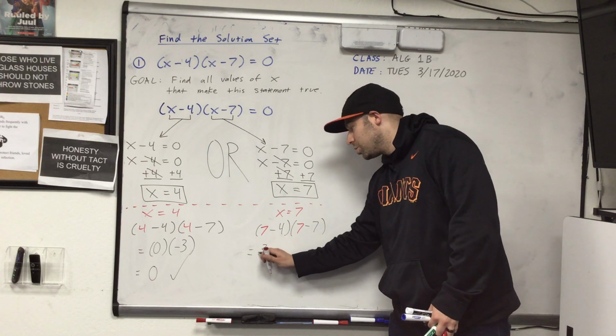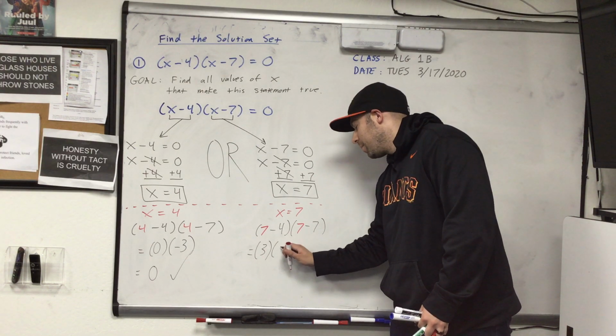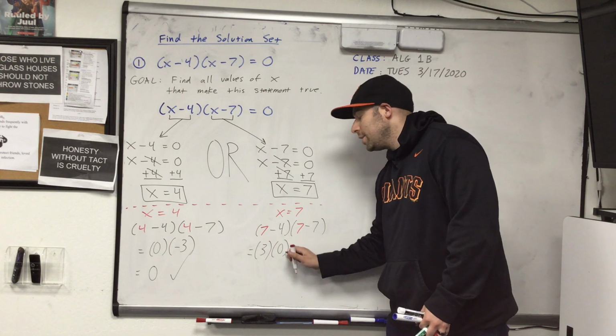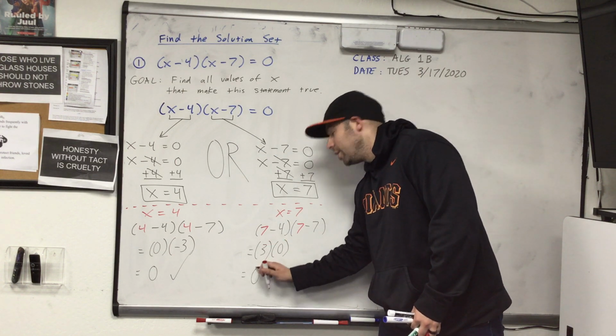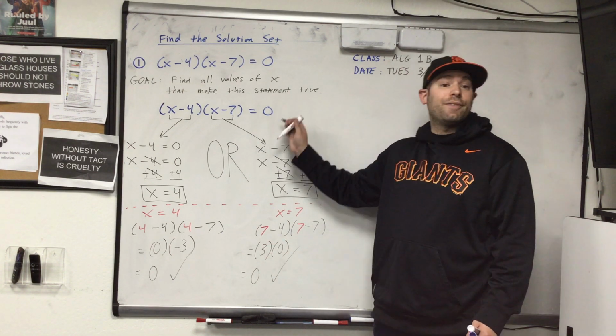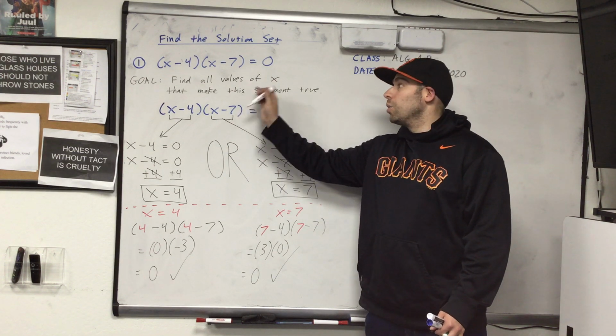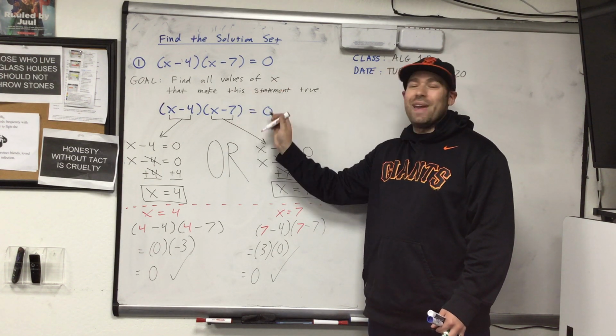7 minus 4 is 3. 7 minus 7 is 0. 3 times 0 is still 0. These are the 2 cases that satisfy the zero product principle. In other words, we found all values of x that make this statement true.